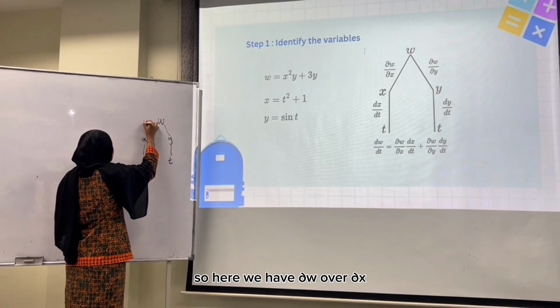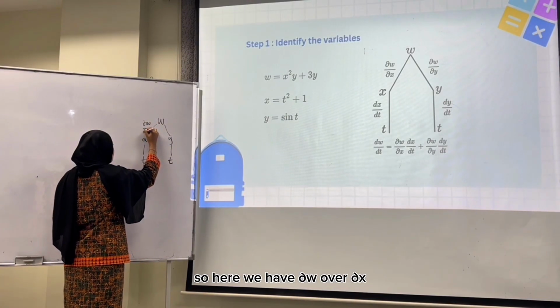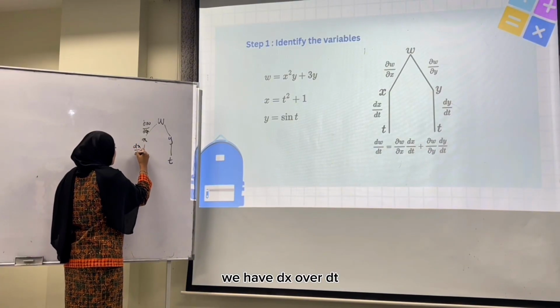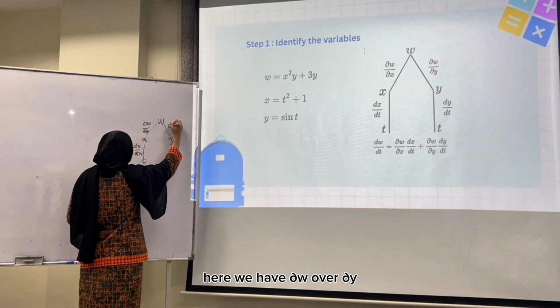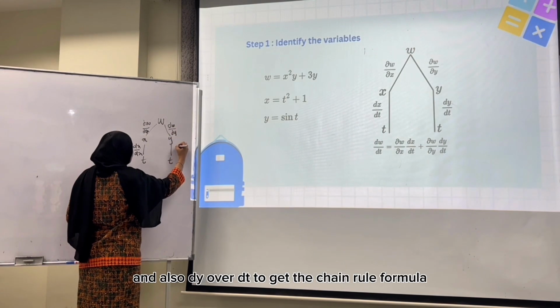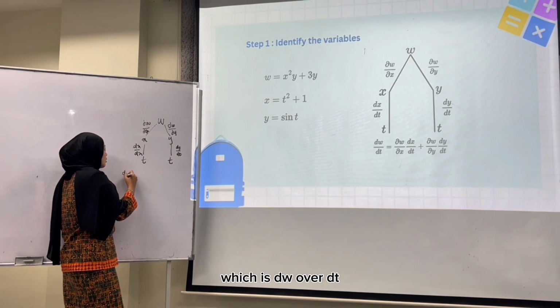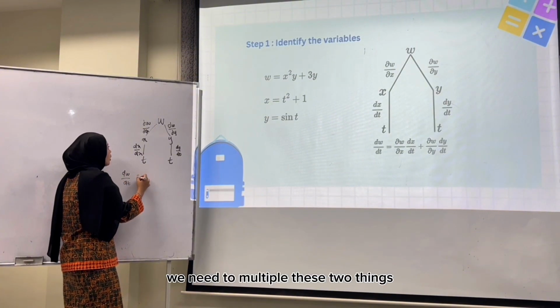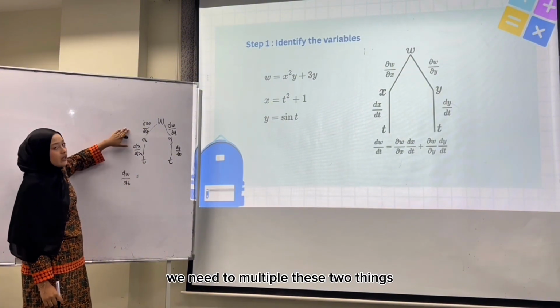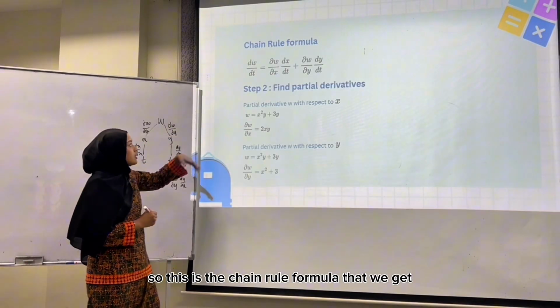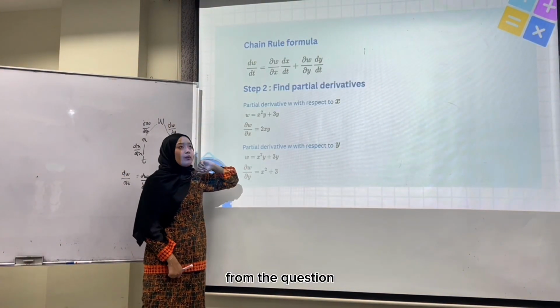So here we have partial w over partial x. Differentiating x with respect to t, we have dx over dt. Here we have partial w over partial y and also dy over dt. To get the chain rule formula, which is dw over dt, we need to multiply these two things and then add them up with these two things. Okay, so this is the chain rule formula that we get from the question.